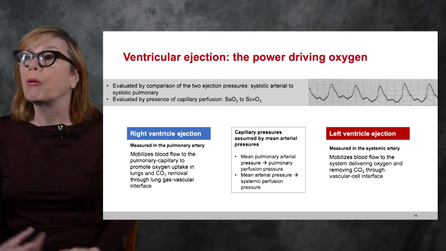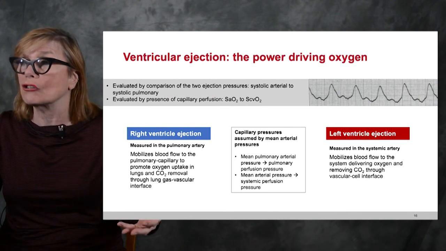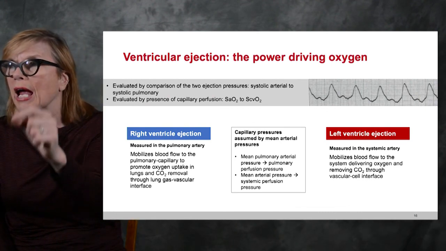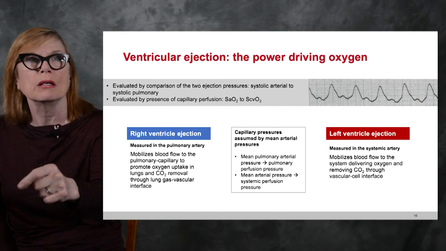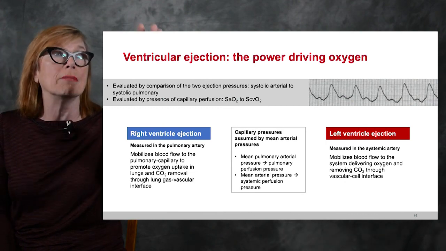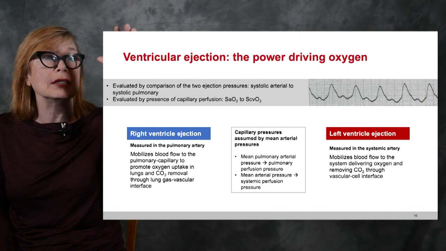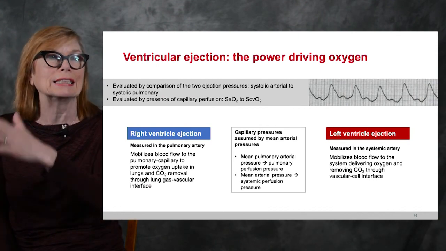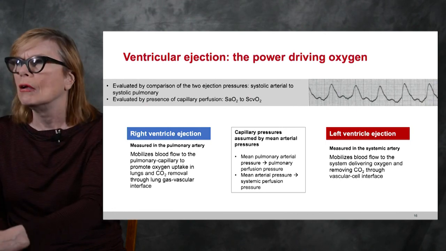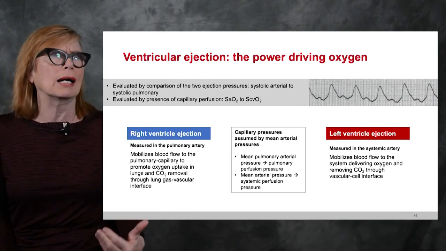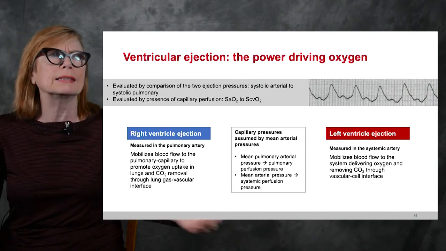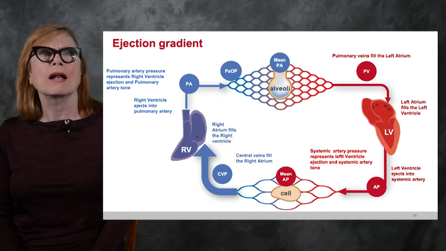Now, both of our ventricles eject into arteries, and the role of that arterial ejection is to maintain capillary perfusion. Capillary perfusion for the right heart means gas exchange at the alveolus, and capillary perfusion for the left heart means gas exchange at the cellular level. These are incredibly important concepts. Whether or not you stick catheters in your patient, these are important concepts for us to appreciate and understand.